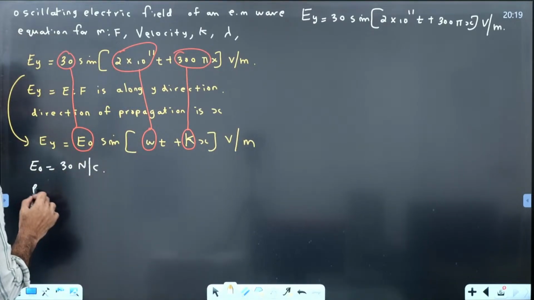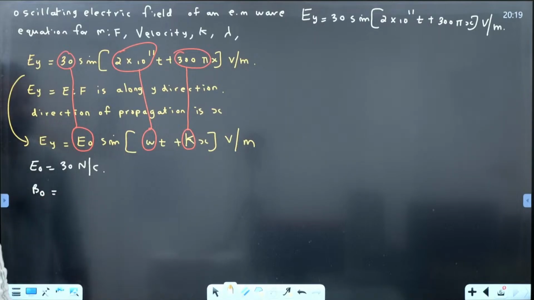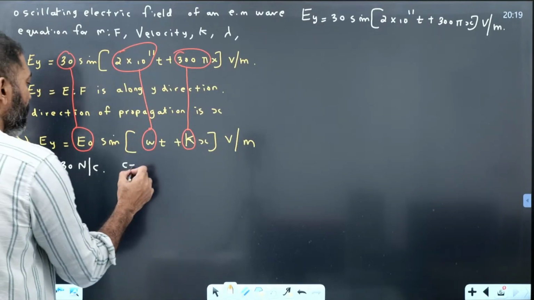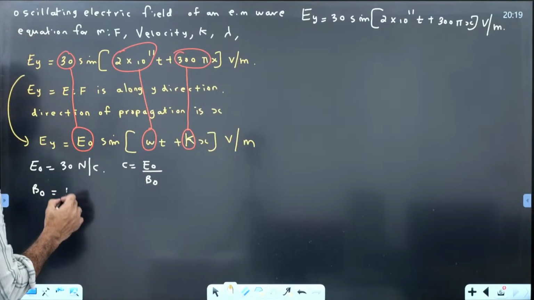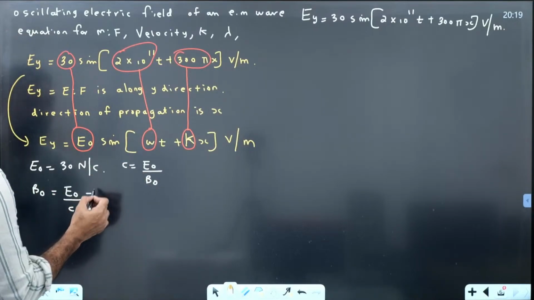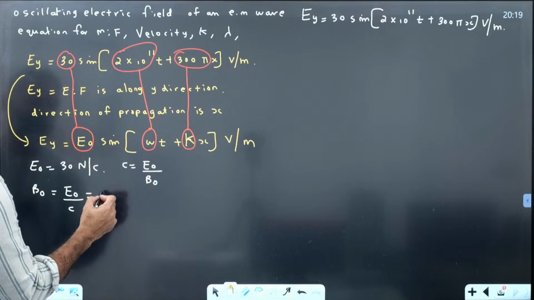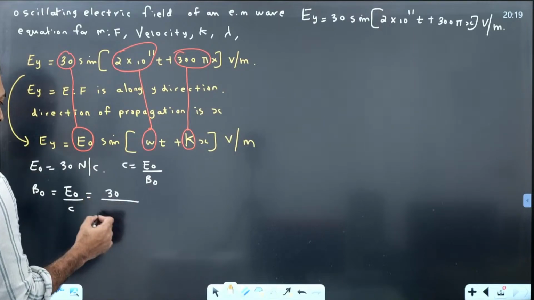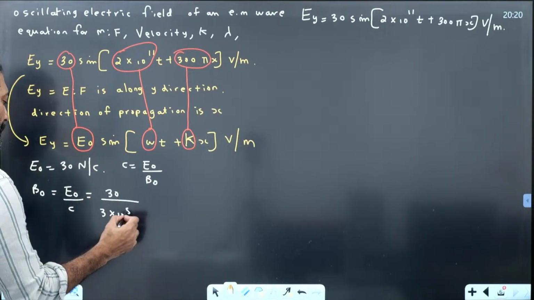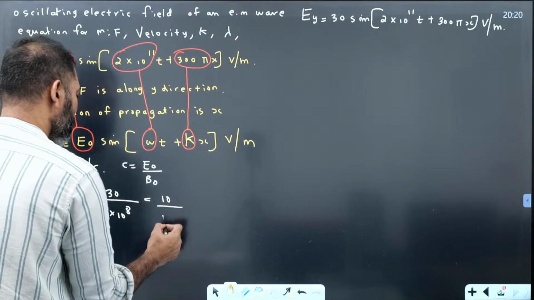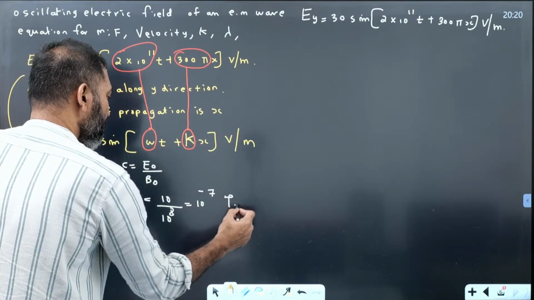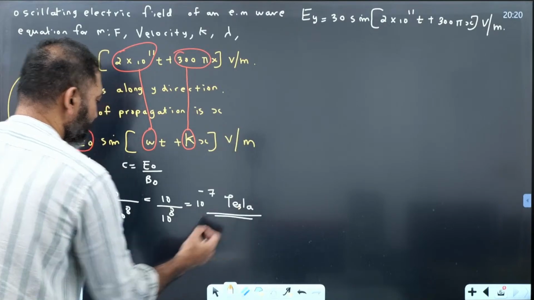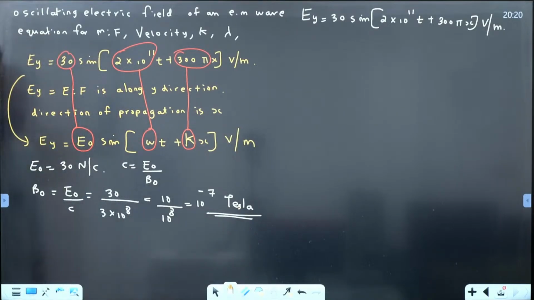So, what will be B0? We know that C is equal to E0 by B0. So, B0 is equal to E0 by C. E0 is 30, divided by C, which is 3 into 10 to the power 8. So, 10 by 10 raised to 8, that is 10 raised to minus 7 Tesla. That will be the amplitude of the magnetic field.